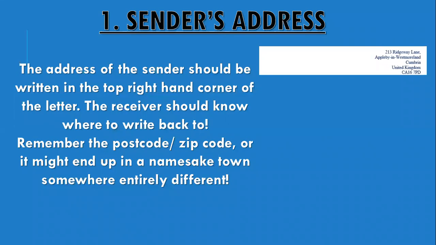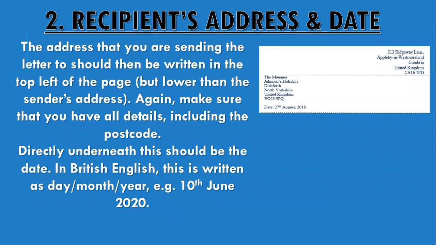Okay, so the format of a letter should always start with the address of the sender. It should be written in the top right-hand corner of the letter. The receiver should know where to write back to. Remember the postcode, or if you are abroad, the zip code, or it may end up in a different town. So you can see as an example here, I have got the address of where I am sending the letter to in the top right-hand corner. Then in the left-hand corner, you will see that there is my address. Directly underneath that, it should be your address on the left-hand side with the date. So for example, the 10th of June, 2020.